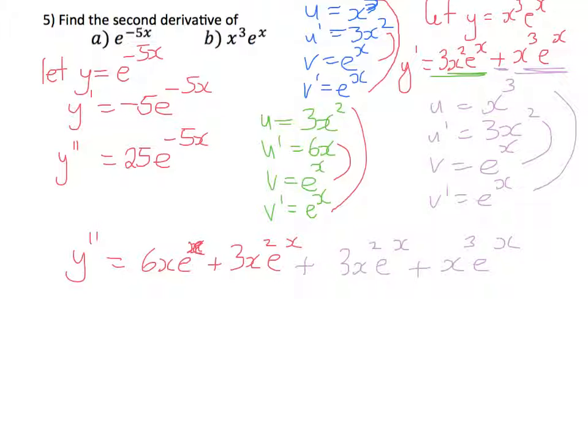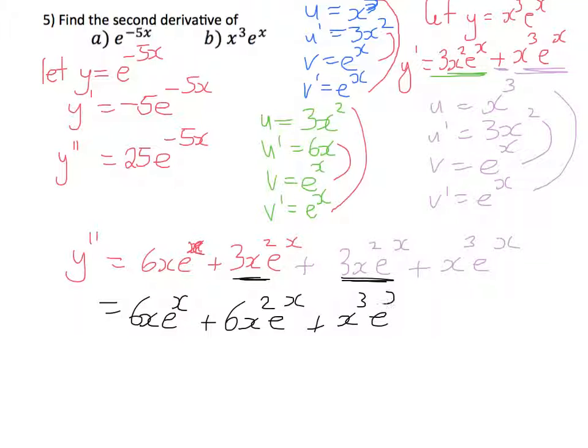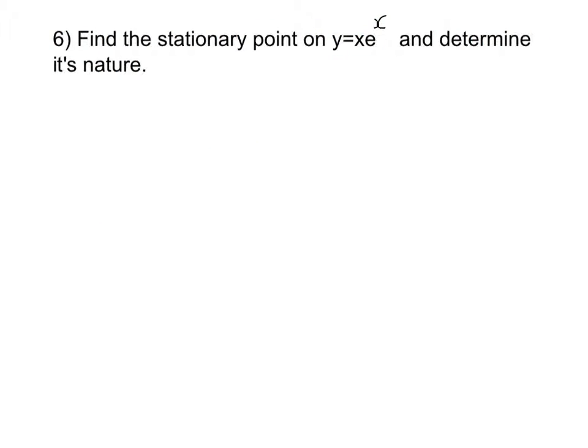Let's see, we've got x e to the x. Nope. We've got x squared e to the x. Yeah, it looks like that one there and that one there are like terms. So we've got 6x e to the x plus 3 plus 3 is 6, x squared e to the x plus x cubed e to the x. Alright, there's our second derivative. That was fun. Last example.